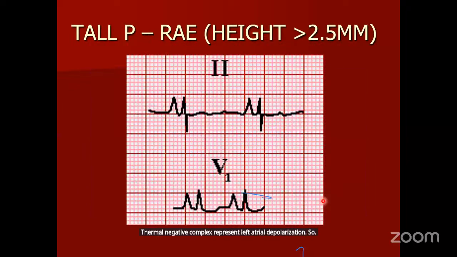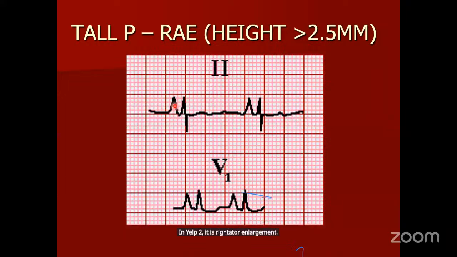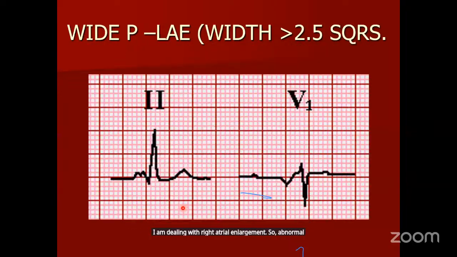So whenever the P wave is tall, that means the height of the P wave is more than 2.5 millimeters in lead 2, it is right atrial enlargement. A tall P wave represents right atrial enlargement. Naturally, because the initial component is exaggerated in right atrial enlargement, the P wave is taller in lead 2, more than 2.5, and the initial component is taller in V1. I am dealing with right atrial enlargement. So abnormal height is right atrial enlargement.